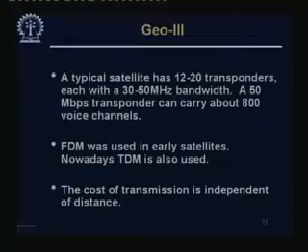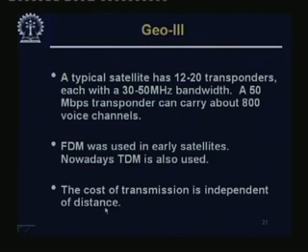A typical satellite has 12 to 20 transponders, each with a 30 to 50 megahertz bandwidth. A 50 Mbps transponder can carry about 800 voice channels. FDM, that is frequency division multiplexing, was used in early satellites. Nowadays TDM is also used. As a matter of fact, a mixture of TDM and FDM is also used.